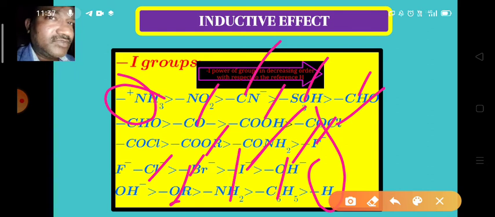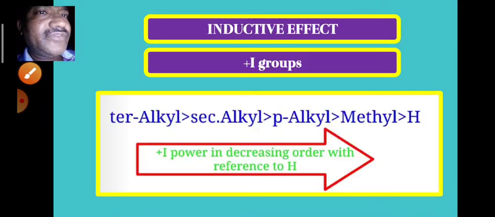Say once again what is meant by a minus I group. The groups which decrease the electron density on the carbon atoms in organic molecules are known as minus I groups. And now we go for the plus I groups.